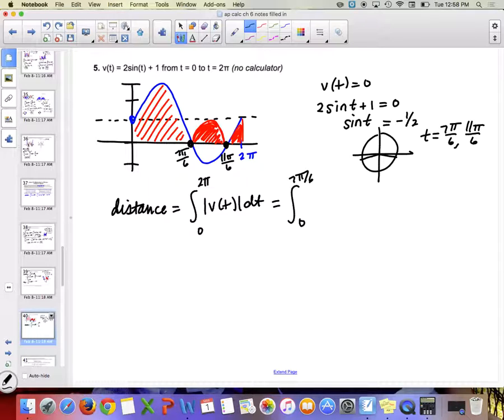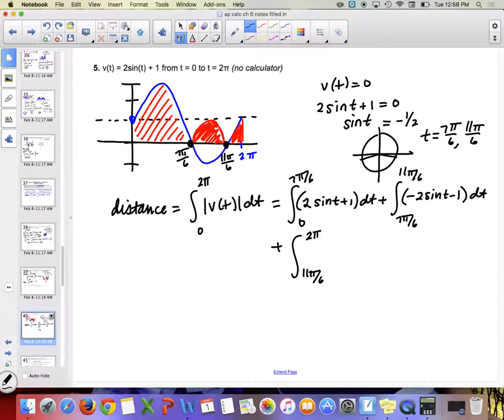And that's going to be our normal 2 sine of t plus 1. And then we do our 7 pi over 6 to 11 pi over 6, and that's the opposite. It's negative 2 sine of t minus 1. And then we add that to 11 pi over 6 to 2 pi, and then 2 sine of t plus 1. It would never be this long, don't worry. It might be 2 things at most. All right, and then you would integrate.